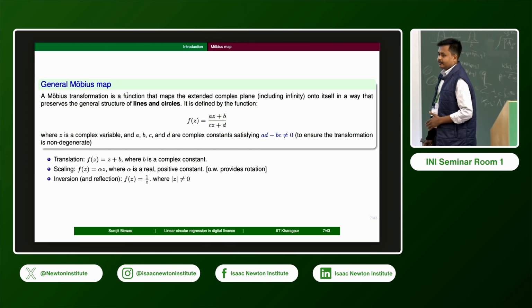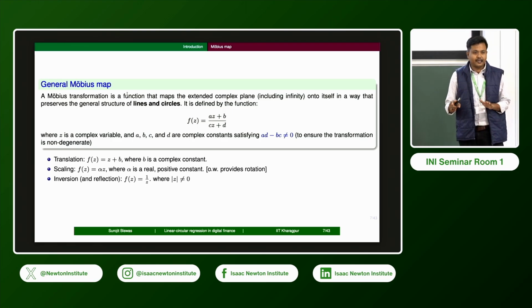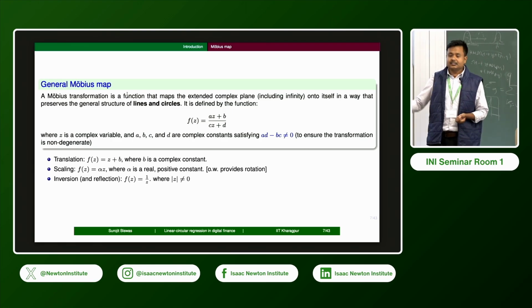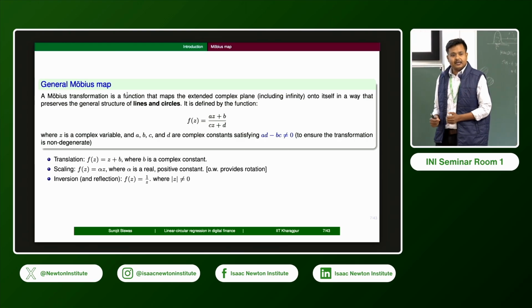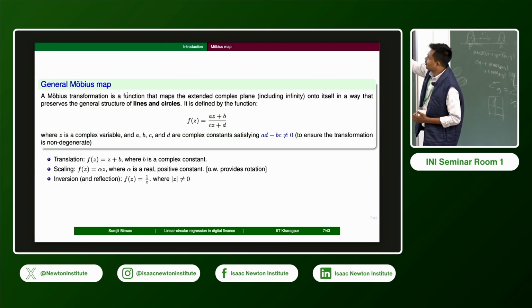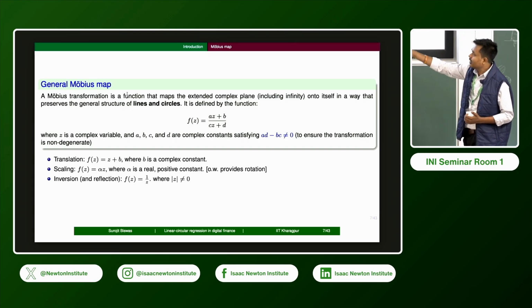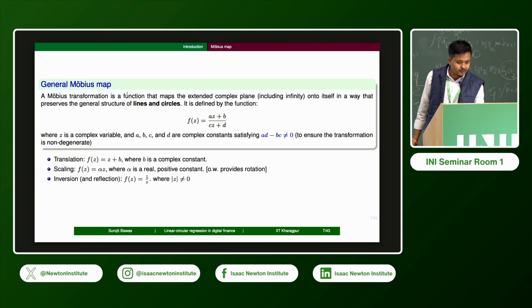This is the general Mobius map, a very basic Mobius map that preserves circles and angles in the extended complex plane. It is defined by f(z) = (az + b)/(cz + d), given that ad - bc is not equal to 0. This can be further decomposed into three fundamental maps: translation, scaling, and inversion. I'm not going into details for these maps.